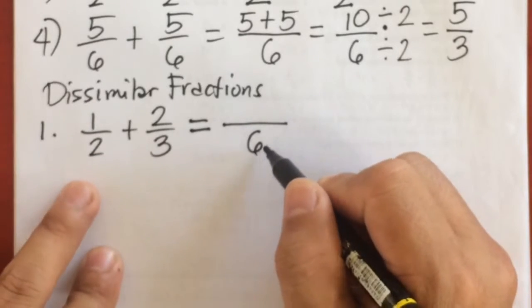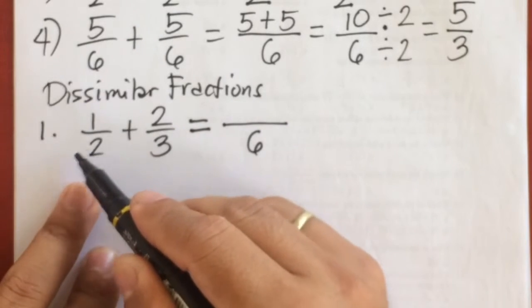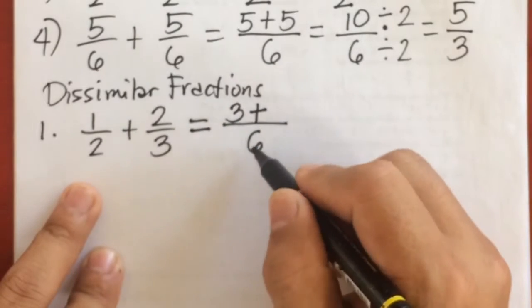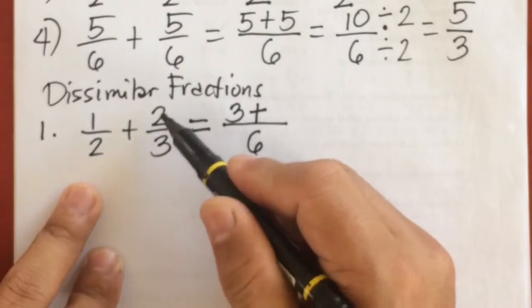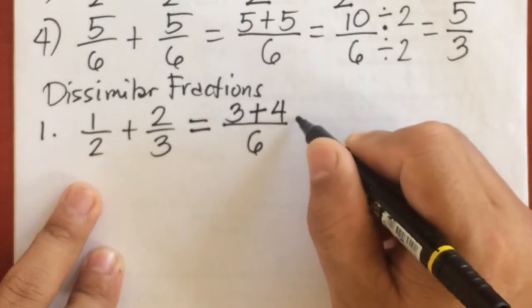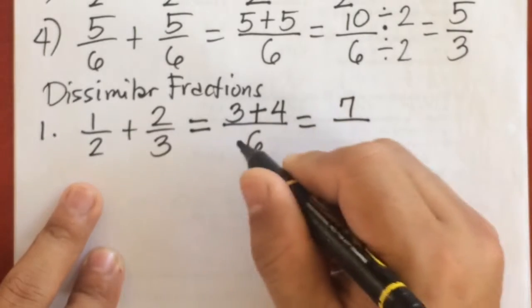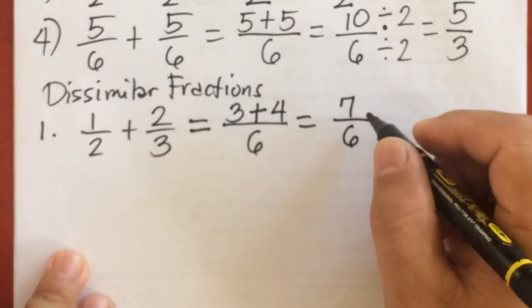So doing that, 6 divided by 2 is 3 times 1, that will be 3. Then plus 6 divided by 3 is 2 times 2 is 4. So we're going to have 3 plus 4, 7 over 6, the denominator. So this will be our answer.